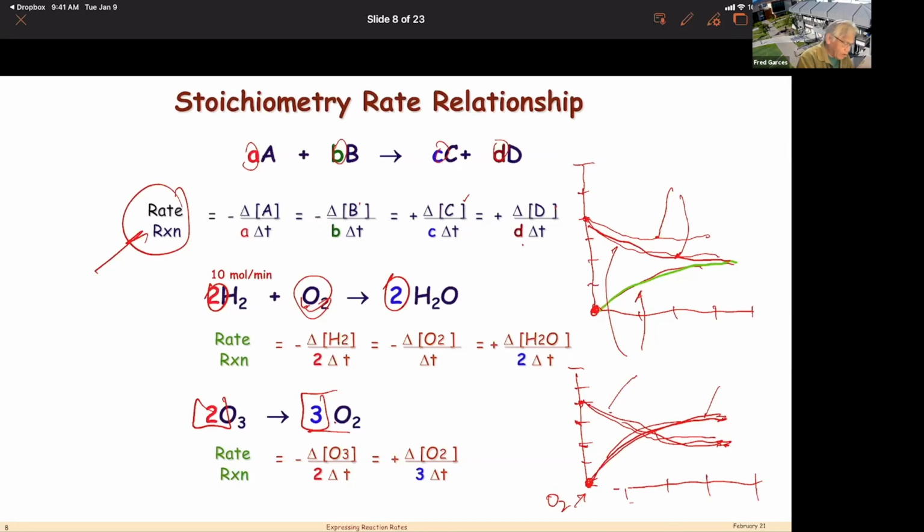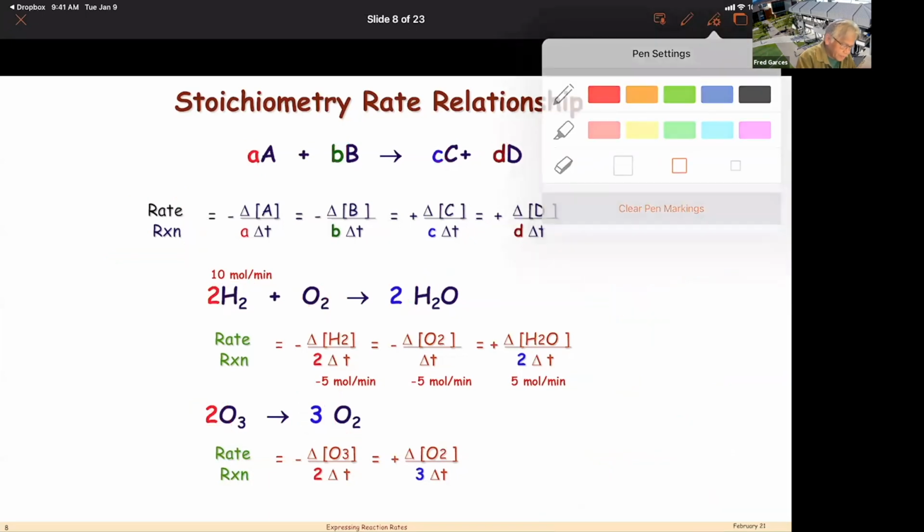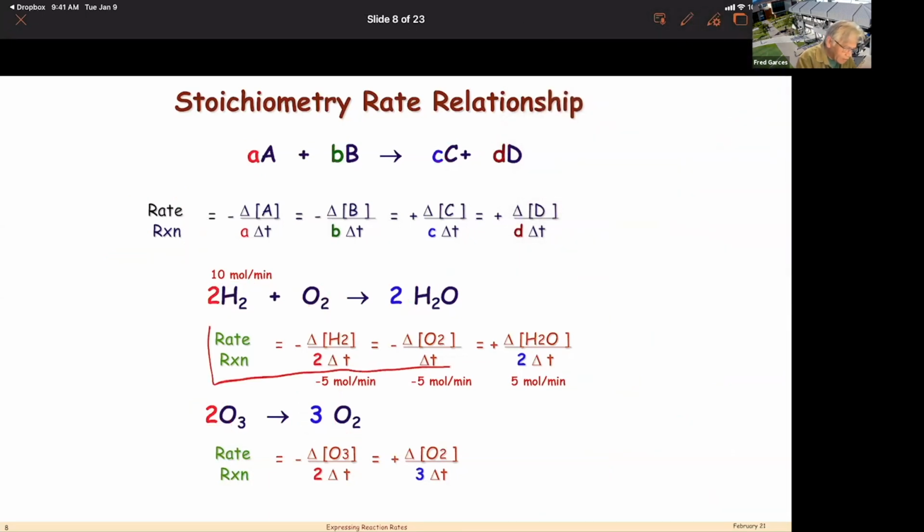So hopefully you can see that relationship. If the rate of this was 10 moles per minute, then this would be 5 moles per minute, and this would be 10 molarity per minute, because it's the same. When you put it in this form, you make everything equal to 5 moles per minute. The reactants are disappearing and the products are appearing. And you notice the 2 here, 10 divided by 2 equals 5. 5 divided by 1 equals 5, and 10 divided by 2 equals 5.